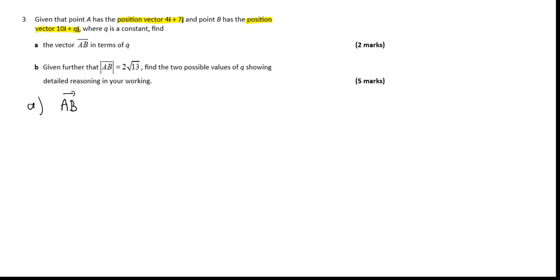So the vector A to B is what we need to find. We've been told that the position vector of A is 4i minus 7j. So the position vector is how I go from the origin to the point A, and that's (4, -7) in column vector form, and we've been given the position vector of B, so O to B is 10i plus qj. And then we've got to find A to B.